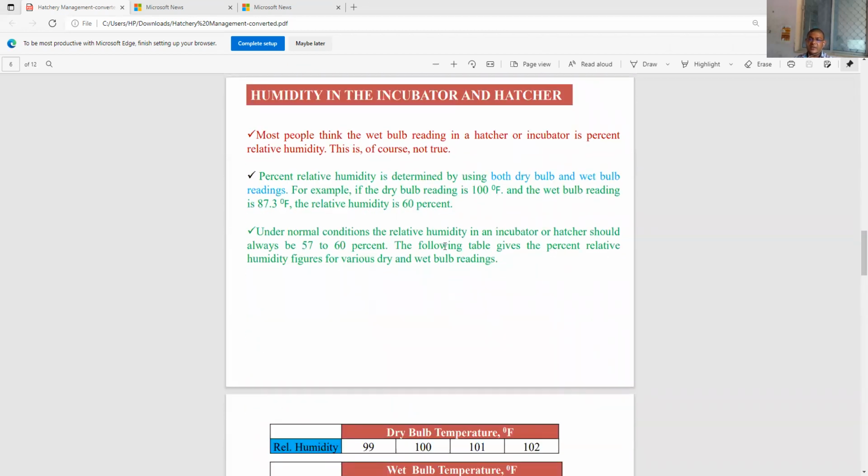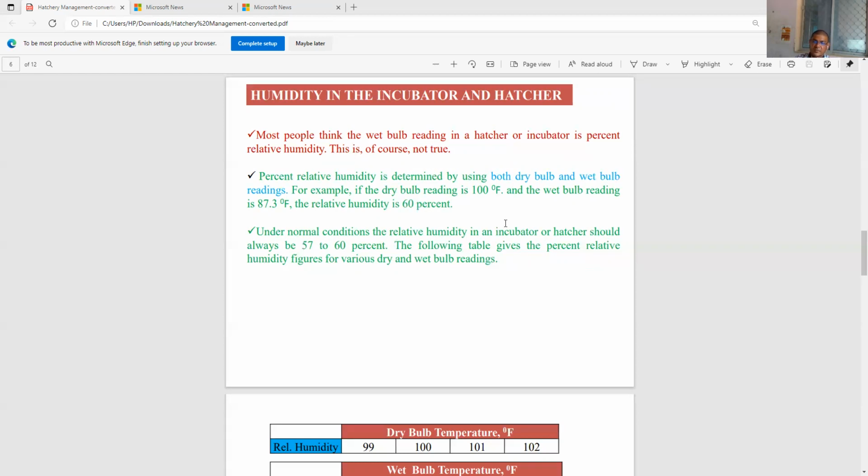Humidity in the incubator and hatchers. Most people think the humidity reading in a hatcher or incubator is percent relative humidity. This is, of course, not true. Percent relative humidity is determined by reading both the dry bulb and wet bulb thermometers. If the dry bulb reading is 100 degrees Fahrenheit and the wet bulb reading is 87.3 degrees Fahrenheit, the relative humidity is 60%.